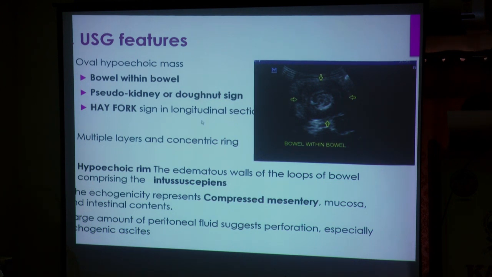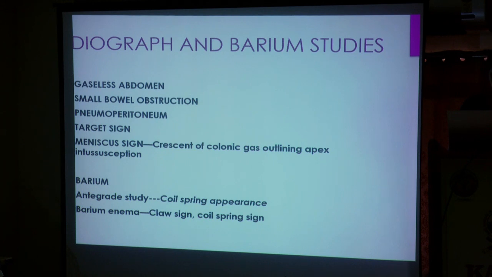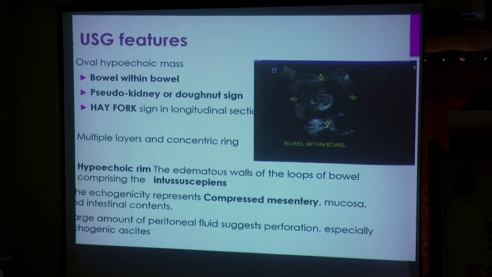What are the other signs that can be appreciated in ultrasound? In longitudinal sections you can appreciate a hair fork sign. The multiple concentric rings are produced by the multiple layers of bowel. Another important thing to notice in this section is whether there is trapped fluid. Here you are not making out any fluid in between these rings.